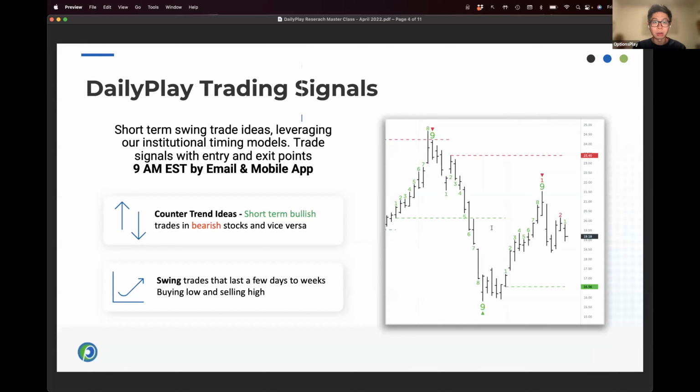Some members have asked us why we want to use counter trend ideas. Rick, maybe you could spend a minute discussing the thesis behind why you choose to lean in more towards counter trend ideas rather than trend following ideas, and the math behind some of that.